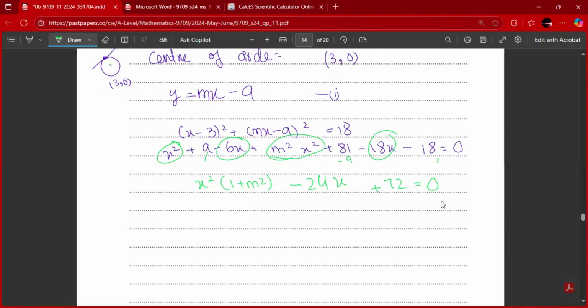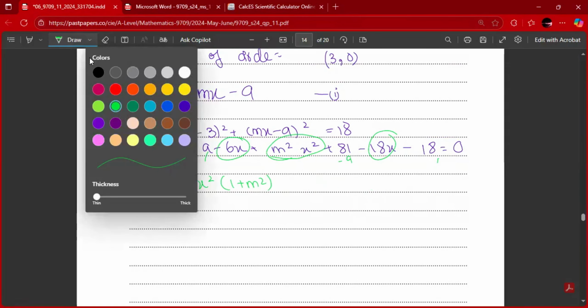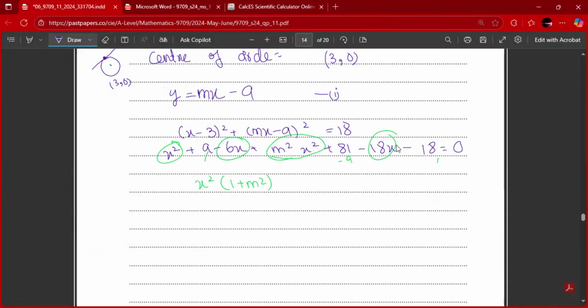Wait a minute. I made a mistake. Let me tell you where I made a mistake. I made a mistake here. It should have been 18mx, not just x. Okay? So now we have to take x common. Let's do it again. Taking minus x common, left with 6 plus 18m, plus the rest.